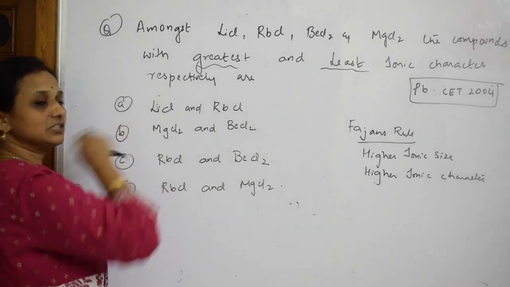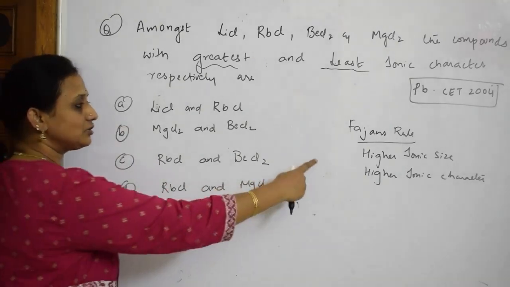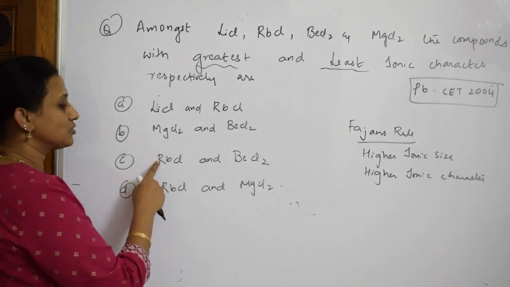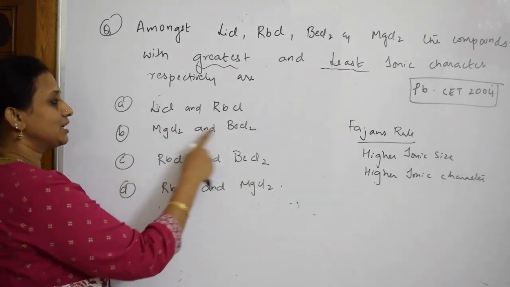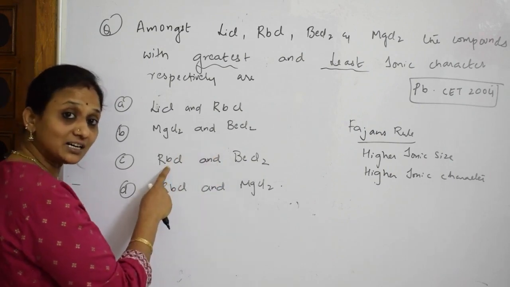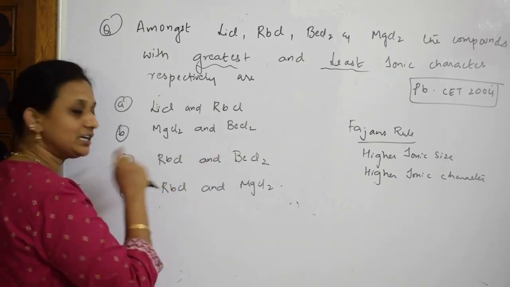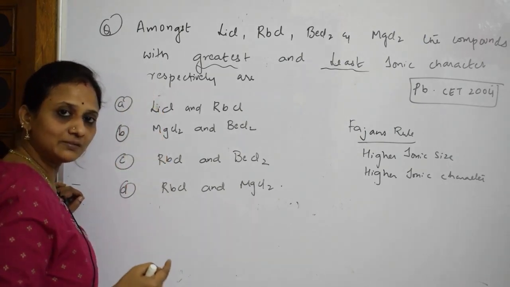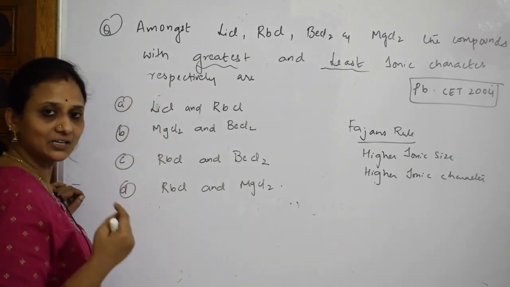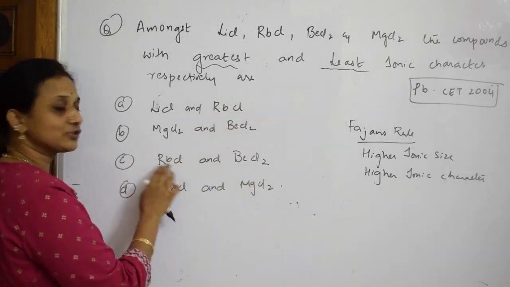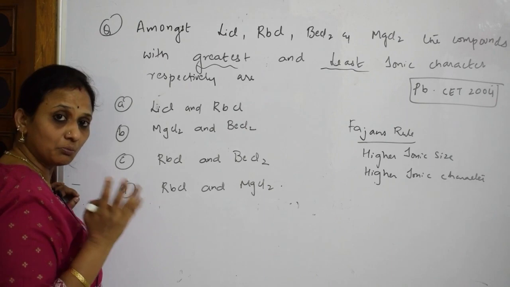So I have an option between these two. Now I said, according to Fajan's rule, higher the ionic size, higher the ionic character. So among these, compare beryllium and rubidium. Which has higher ionic size? Rubidium has higher cationic size, because when I go down the group, the atomic size increases, and ionic radii also increase. So when I go down, the ionic size of rubidium chloride is maximum, isn't it?